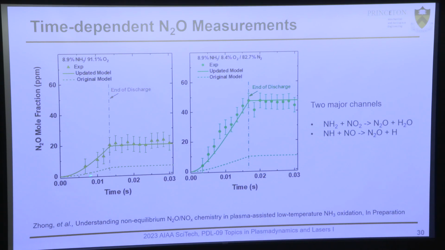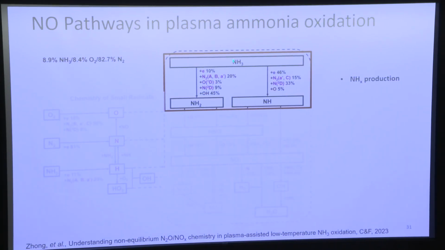This is the original model, and it doesn't predict the N2O formation. And this is the updated model, which includes the nitrogen electronic states reacting with ammonia. You can see the curve fits much better than the original model's prediction. So what you can see is that plasma can break ammonia down into NH2 and NH very efficiently, depending on what kind of states you are using.